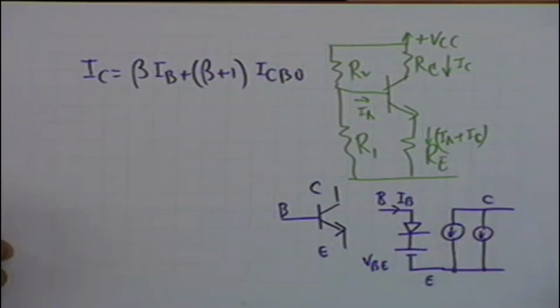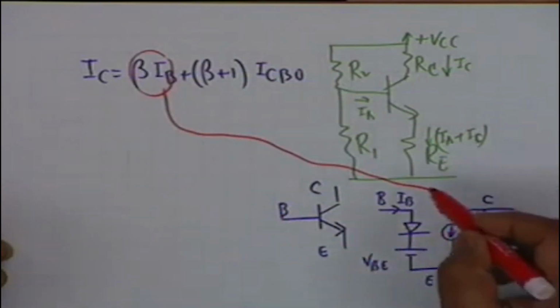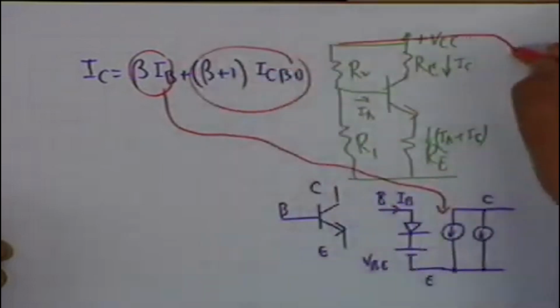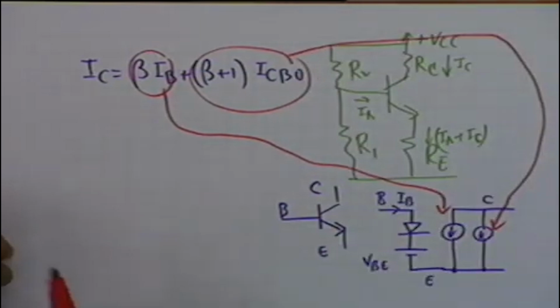One of them is beta IB, and the other is beta plus 1 ICBO. Okay. This is the equivalent circuit that we shall use for quantitative analysis. For quantitative analysis, we shall also use a simplification.